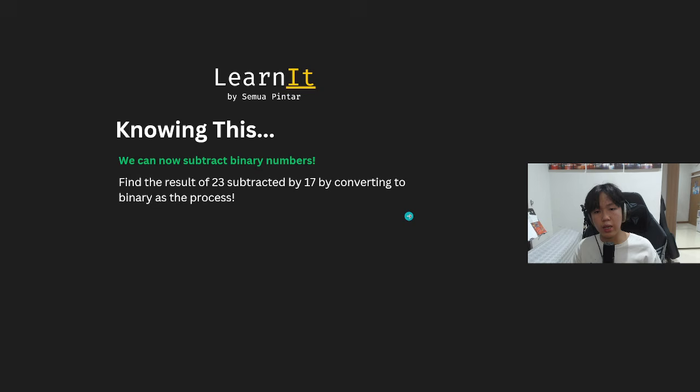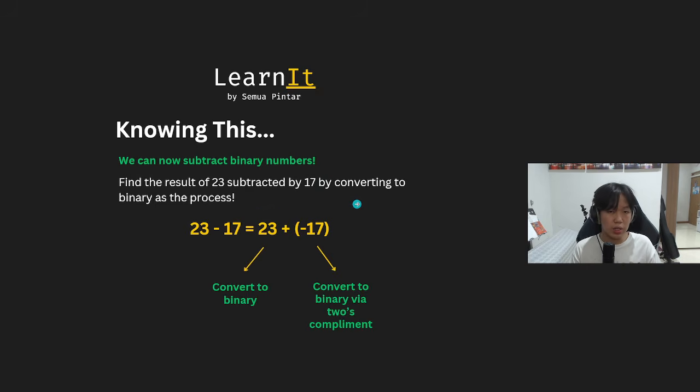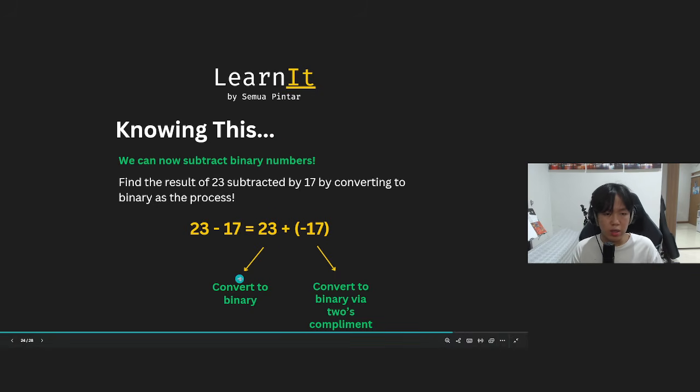So knowing this, we can actually subtract binary numbers. So here's an example. Find the result of 23 subtracted by 17 by converting to binary as the process. Okay, so 23 is subtracted by 17. Let's write that down first. If you notice, 23 minus 17 is actually the same as 23 plus -17, right? So basically, what we're doing is binary addition of 23 with its 2's complement, the 2's complement of 17. So the 23, we need to convert to binary first, and then the 17, we have to convert to binary via 2's complement, since this is -17.